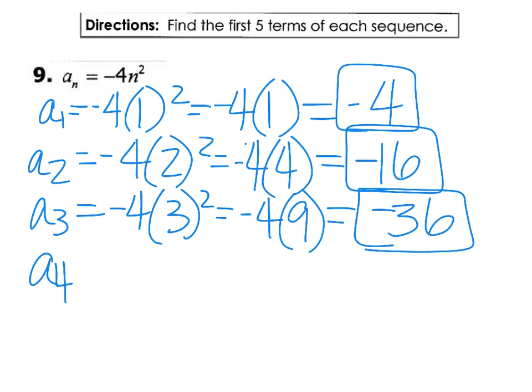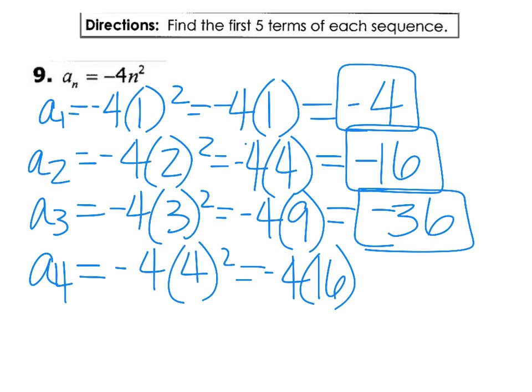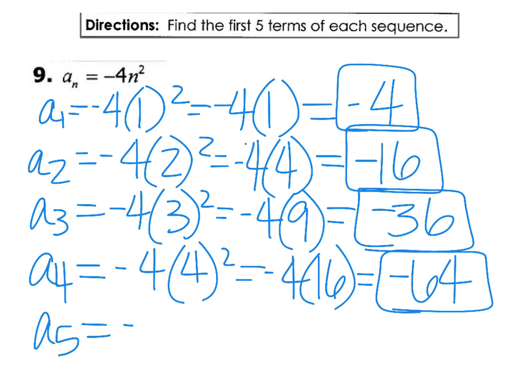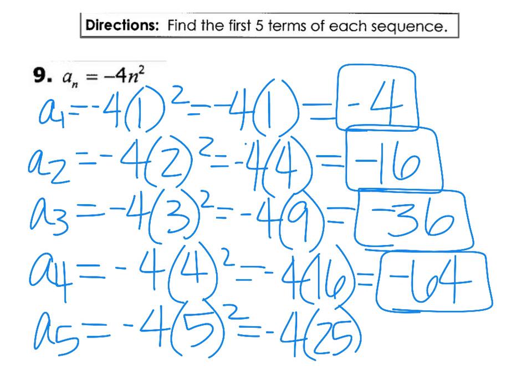A sub 4, fourth term. Negative 4 times 4 squared. Negative 4 times 16 is going to give us negative 64. And last but not least, the fifth term, negative 4 times 5 squared. So negative 4 times 25 gives us negative 100.